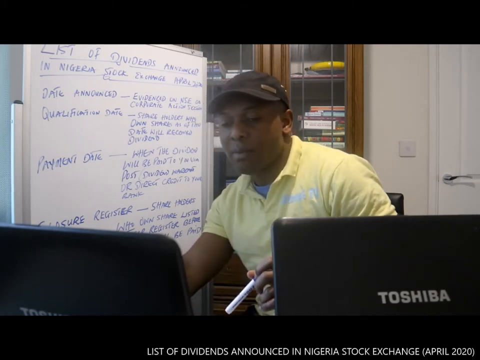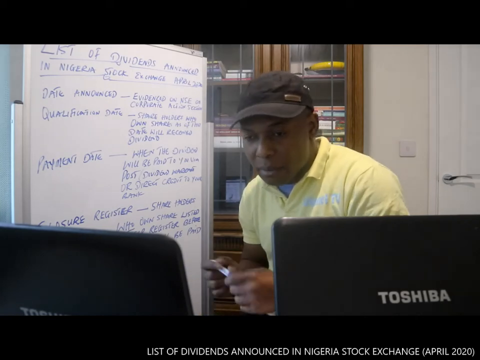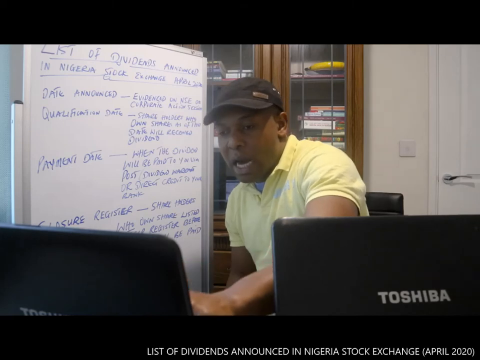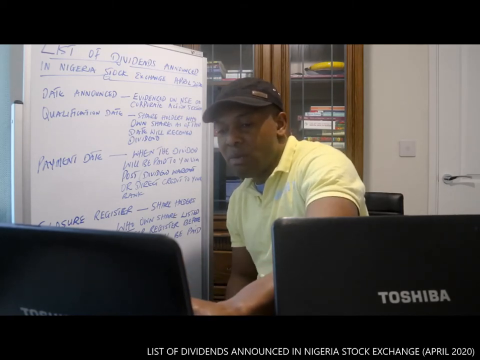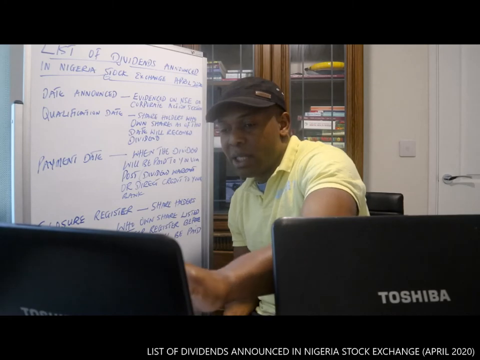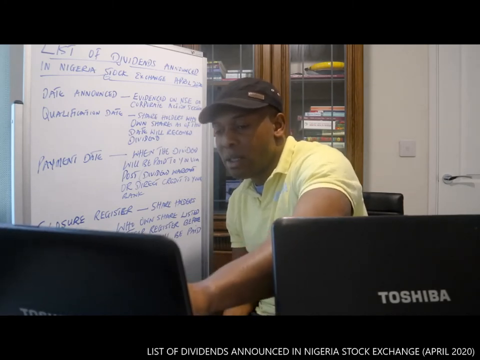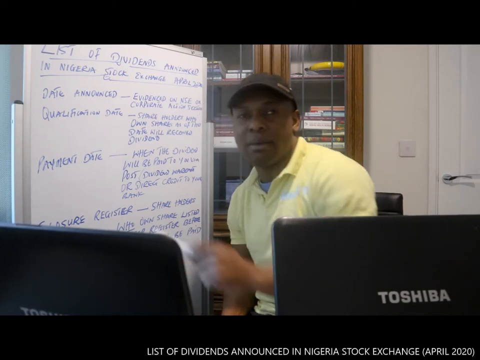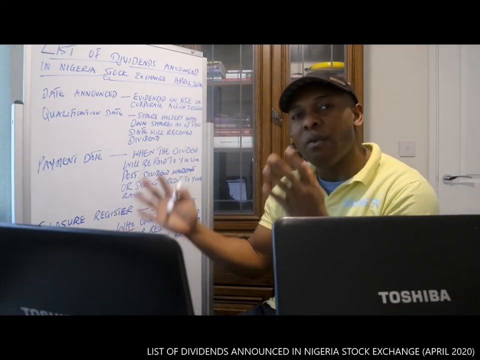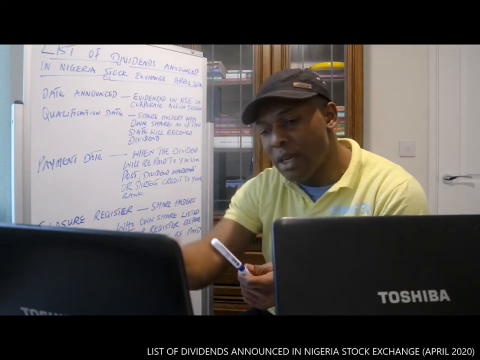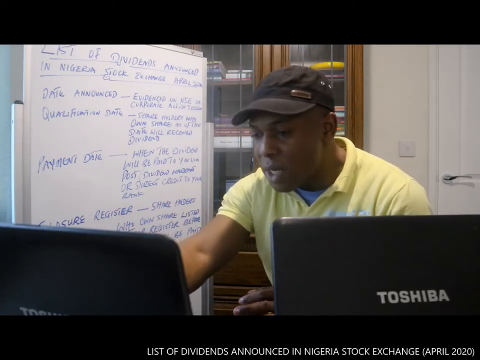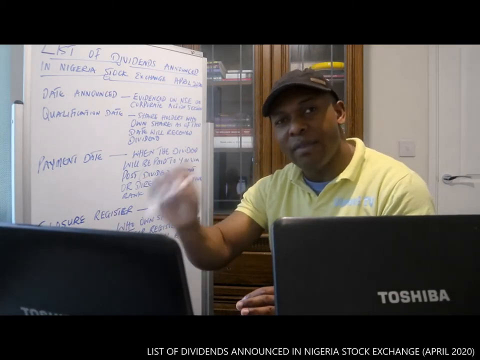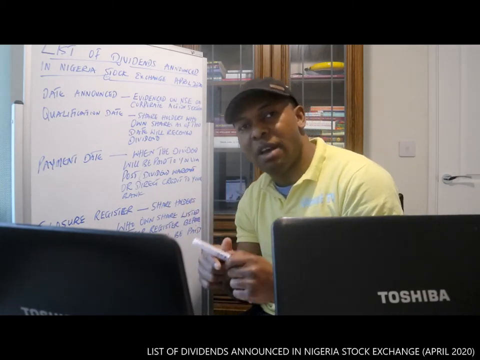Dangote Cement declared 16 naira on 25th February. No bonus. Closure of register is 26 May. Annual general meeting is 15 June. The payment date is 16th June. Qualification date is 25th May. So you still have time if you want to receive this dividend from Dangote. You need to buy it before this 25th May, but also fill the dividend mandate form for you to be able to receive this payment.